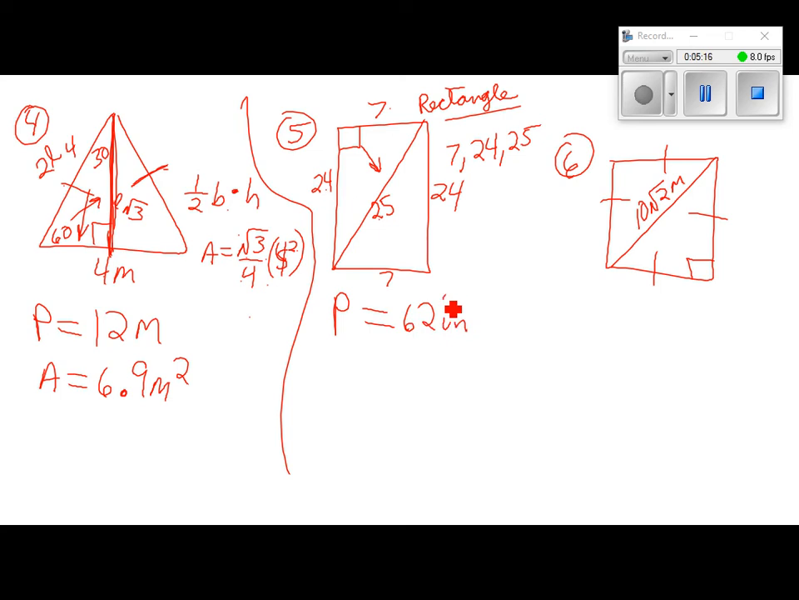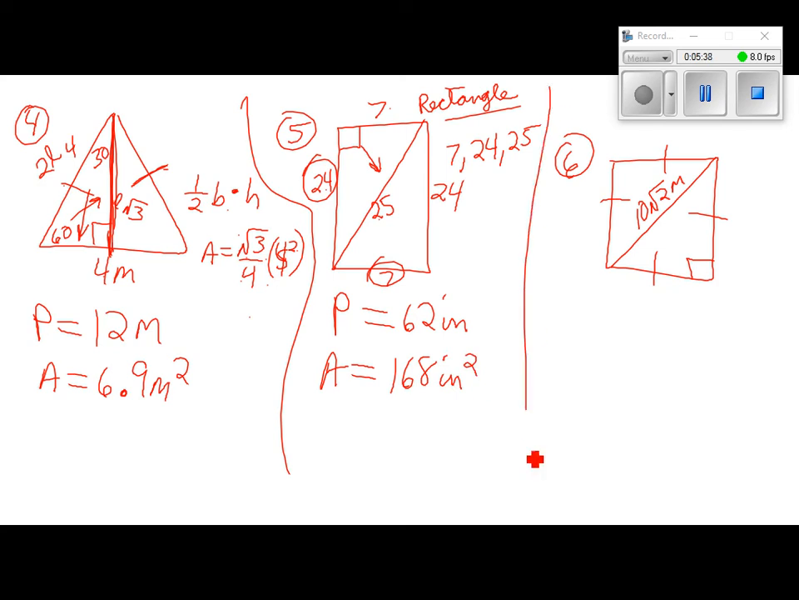Again, make sure you don't forget your units on any of these. Area for a rectangle, we just take length times width or base times height. So 7 times 24, grab your calculator and do that. You end up with 168 inches squared.